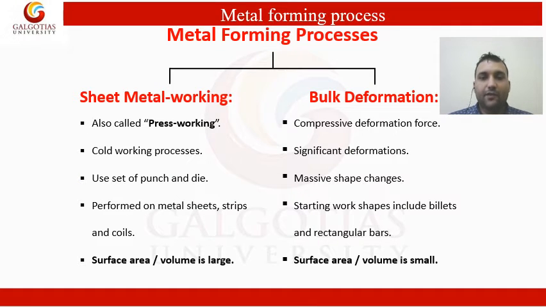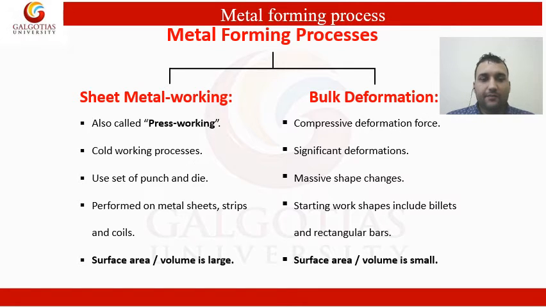The metal forming process can be classified into two categories. First is sheet metal working, and the next is bulk deformation. The sheet metal working process is also called press working, where sheets, strips, or coils are formed into different shapes. In the bulk deformation case, large cylindrical parts called billets or rectangular bars are generated and worked on in this process.